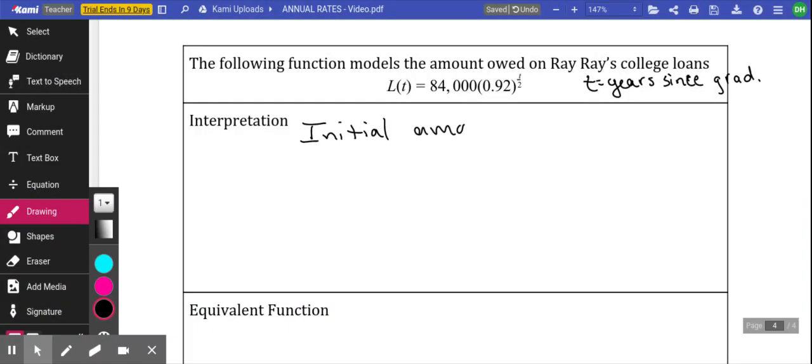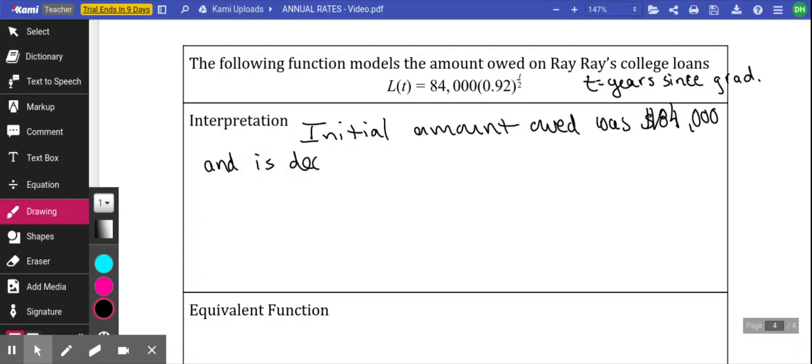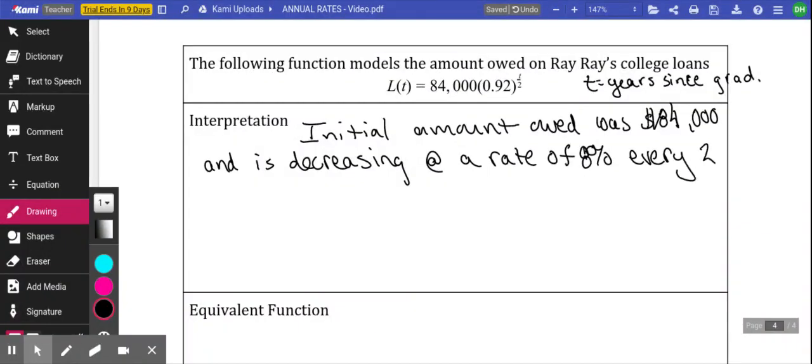So the interpretation right now is the initial amount owed was $84,000 and is decreasing at a rate of 8%. Whoops, there's my 8. At a rate of 8% every 2 years.